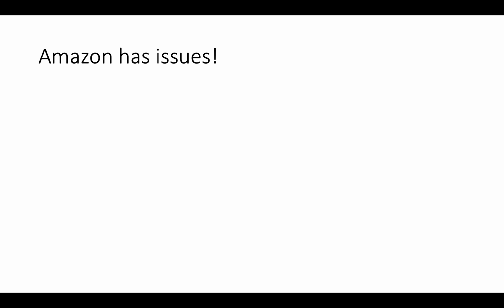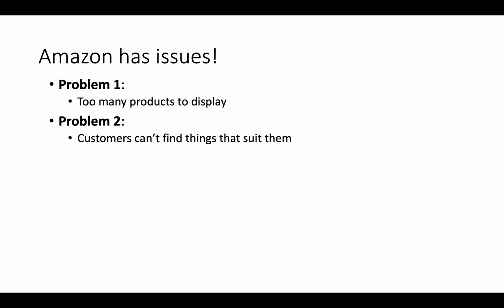Okay, so clearly Amazon has issues, and when I say issues, think of all those 100,000 romance novels to display. It's just too many products to display. That's problem number one. Problem number two, customers can't find the things that suit them. So if you have 100,000 romance novels, and you have a million customers searching for them, how do you show the right romance novel to the right person? And then problem number three is that Amazon's always looking for ways to improve sales and profit.